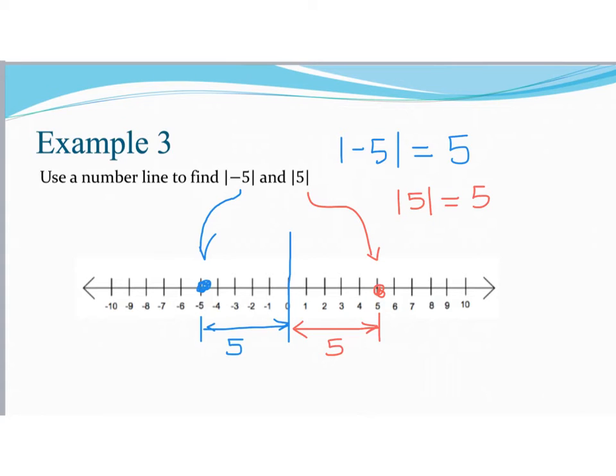So notice, as long as my absolute value is hugging or surrounding a number, whether it be negative or positive, both of my answers are going to be positive. And they're both going to be positive because they are both the same distance from 0, and that distance is going to be measured as a positive 5.